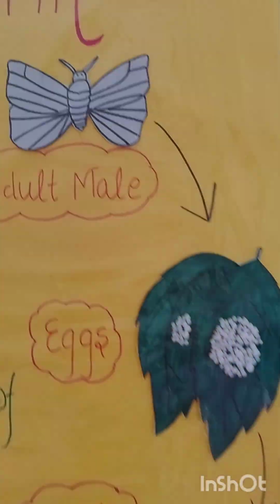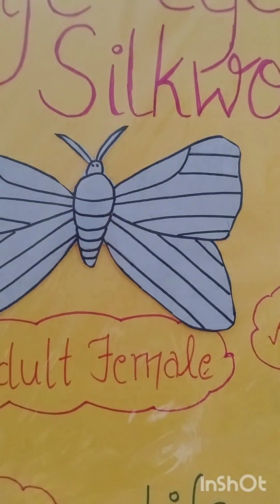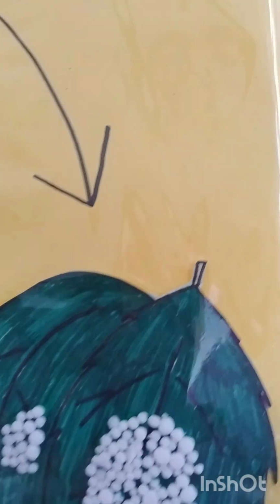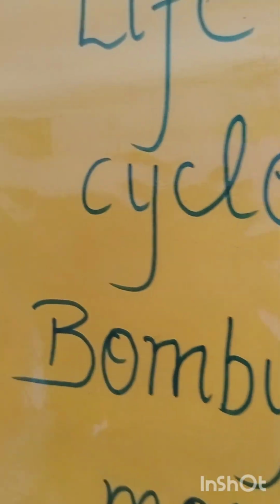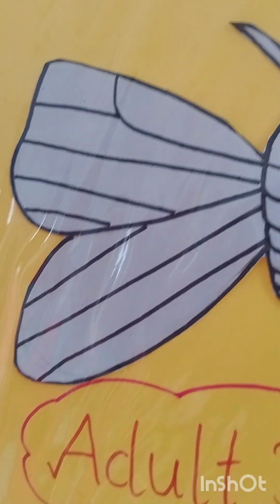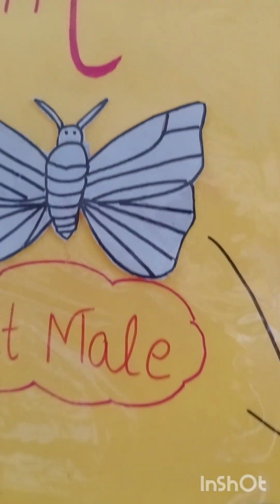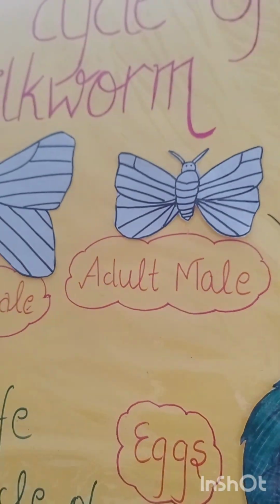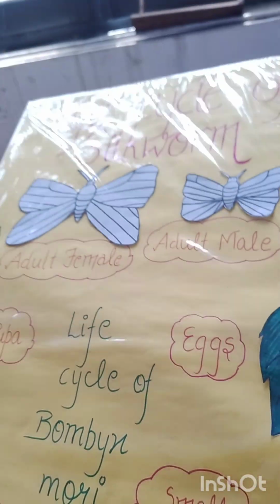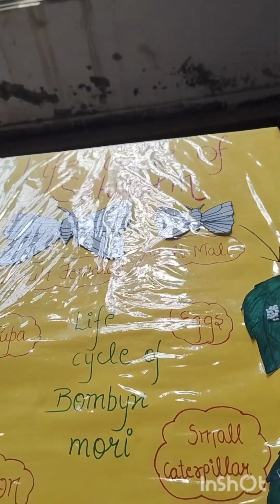This is again another life cycle of silkworm, starting from the egg, larvae, cocoon, pupa and adult. This is fully shown stages.